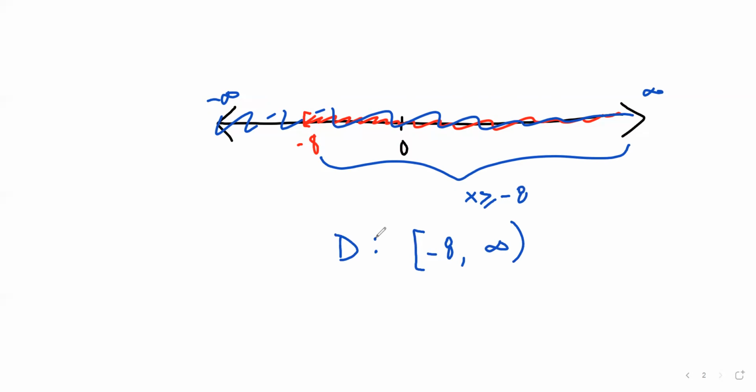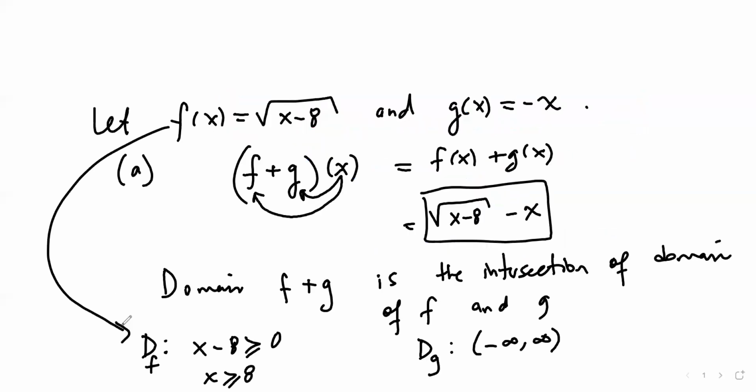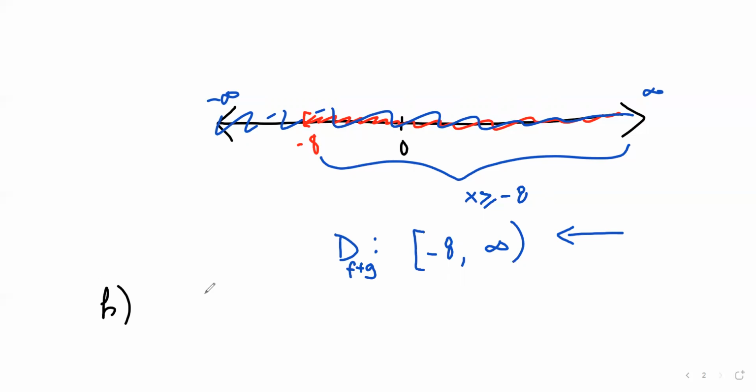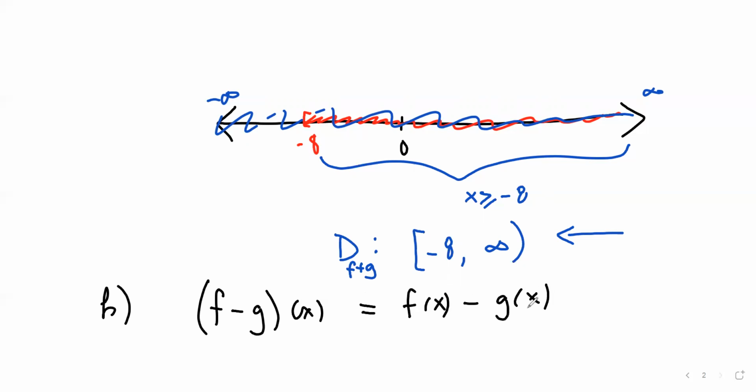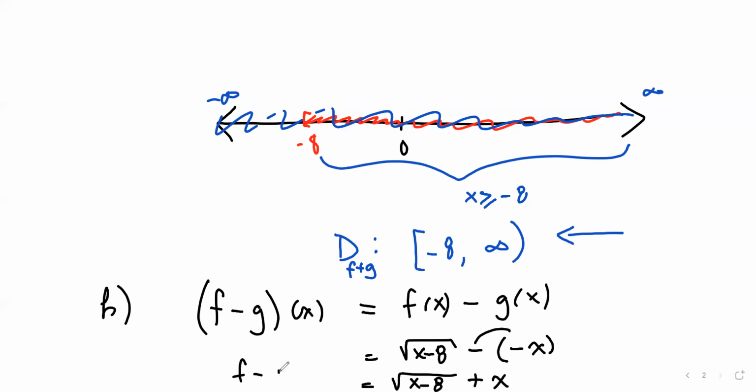Okay, so that's it for f plus g. This is the domain of f plus g, so this will be the answer for the domain of the first part. Now the second part, let's call that b. I think this was the first part a. Now this part is b. Now we're going to do f minus g of x, and that is just f of x minus g of x. So we're basically just subtracting two functions. And f was square root of x minus 8 minus, and g is negative x. So when I distribute this negative sign, this is going to turn into positive.